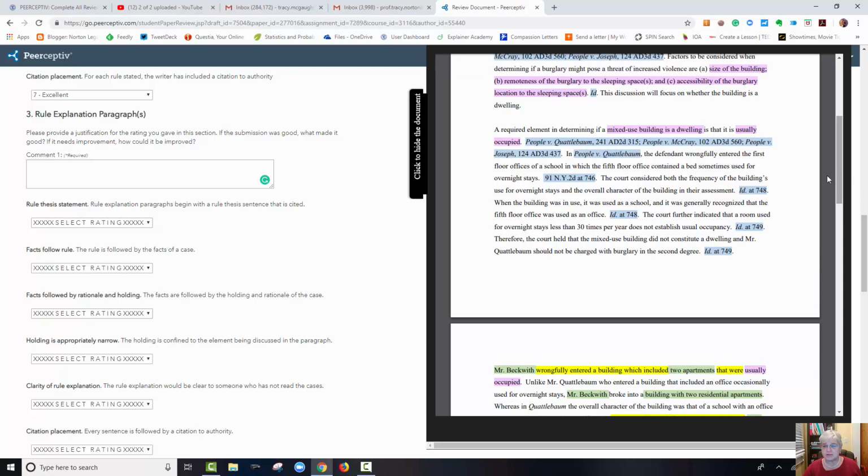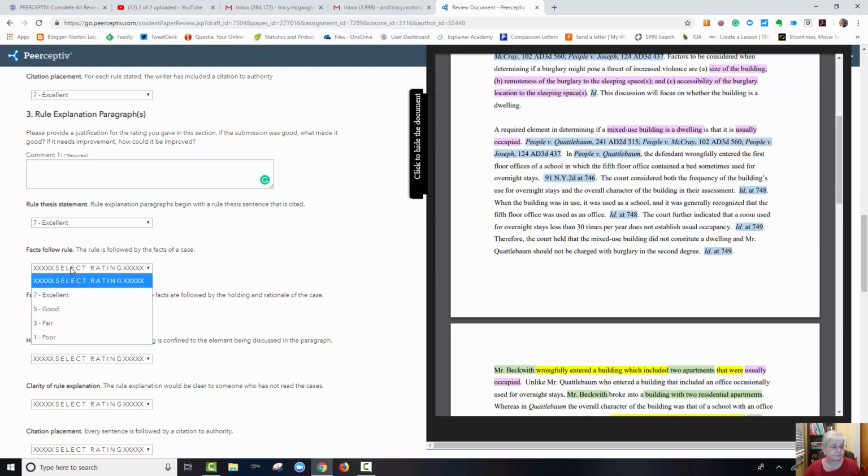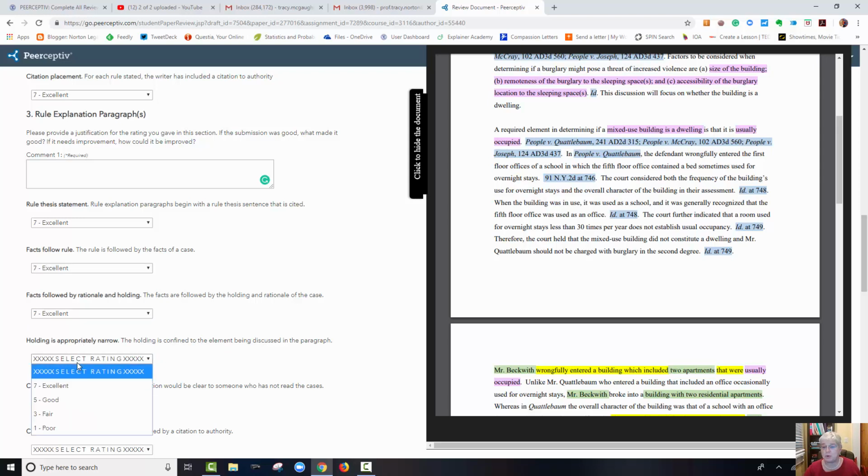Okay, so generally speaking, our rule thesis statement was there, and it was good. Facts followed the rule. That's excellent. The facts were followed by the rationale and holding. The only issue here is that the holding is not appropriately narrow. So the court held that the mixed-use building did not constitute a dwelling, and Mr. Quattlebaum should not be charged with burglary in the second degree.